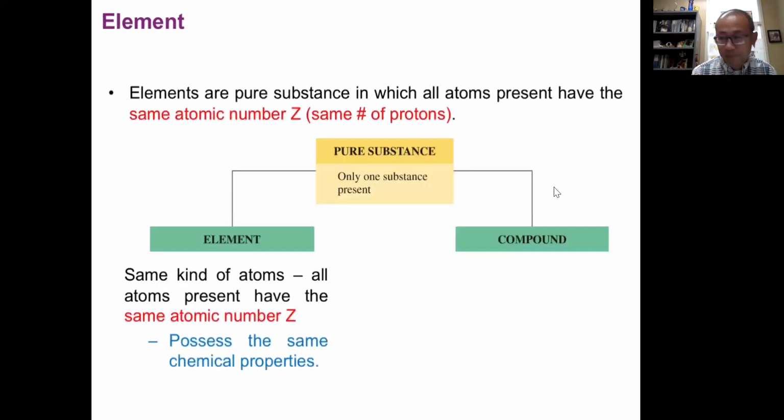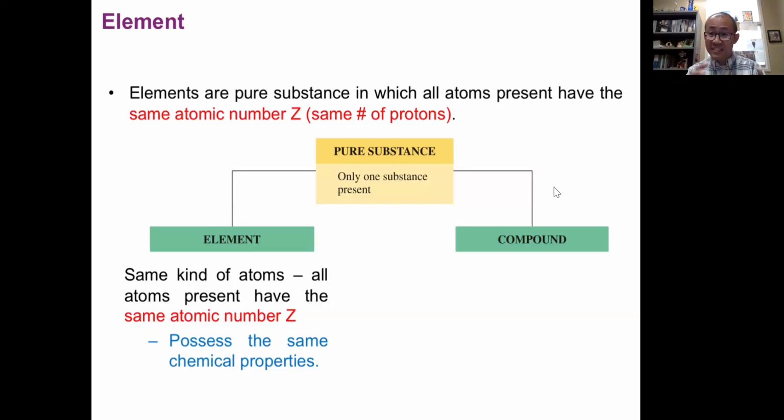Next, now that we know what atoms are about, protons, neutrons, and electrons, we have a new definition of elements. Remember, in the first chapter we studied that pure substances can be classified into elements and compounds. So now we have a new definition of elements. What are elements? We know elements are pure substances in which all atoms are of the same type. So what does it mean, the same type of atoms?